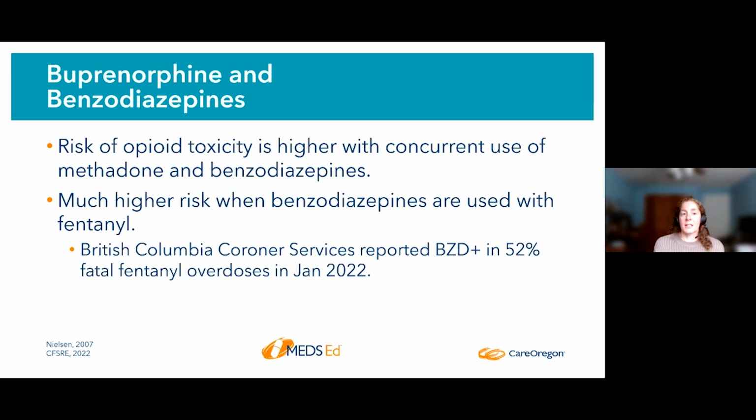The risk of opioid toxicity is higher when patients are using methadone and benzodiazepines. However, I think the key point here is that the risk is much, much higher when benzodiazepines are used with fentanyl. So I think buprenorphine likely has the lowest risk combined with benzodiazepines compared to methadone, which is higher risk, and then fentanyl, which is extremely high risk for accidental overdose.